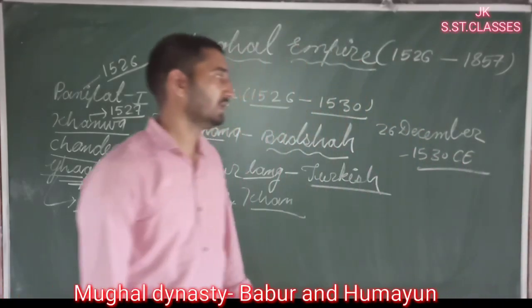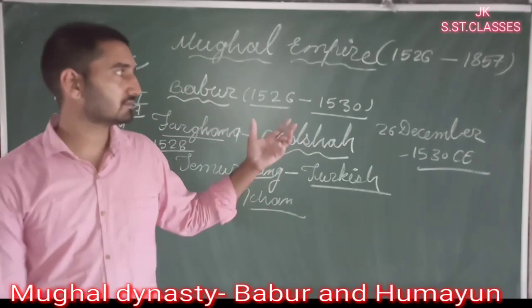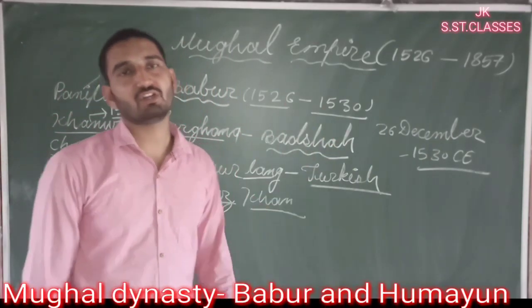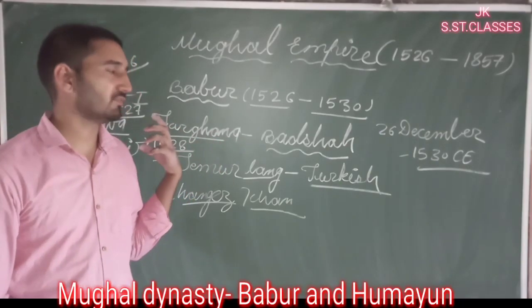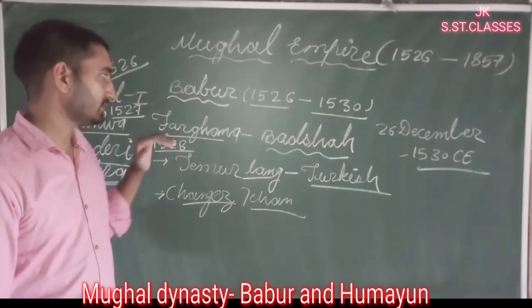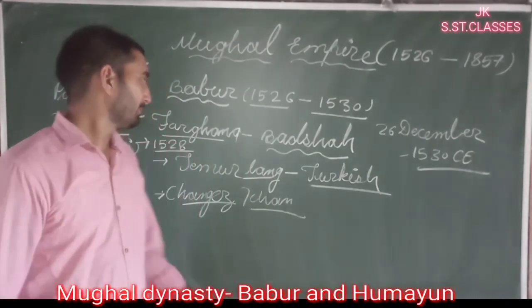Okay, 26 December 1530 common era. So this is what we call the history of Babur. Is that clear? So Babur was related to Fargana. After the death of his father, he became the ruler of Fargana and adopted the title of Badshah.